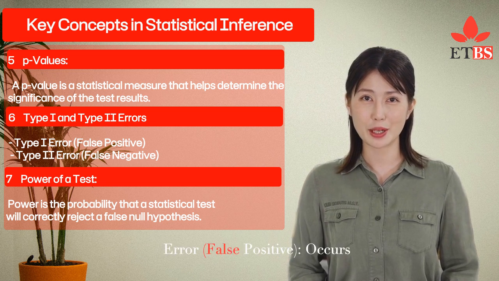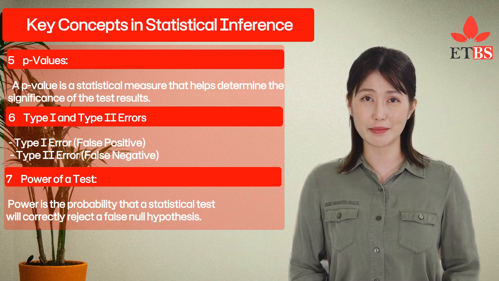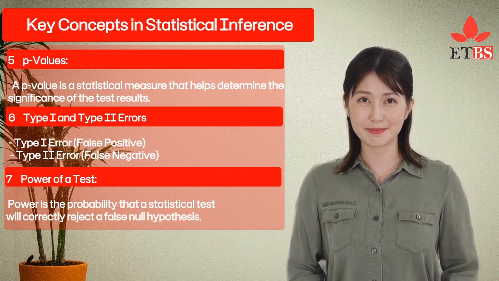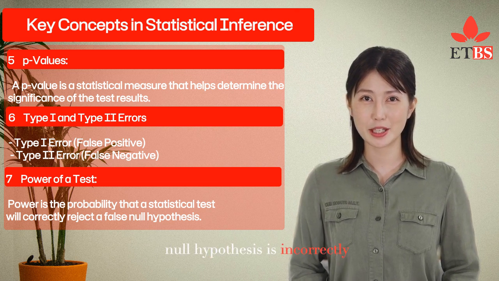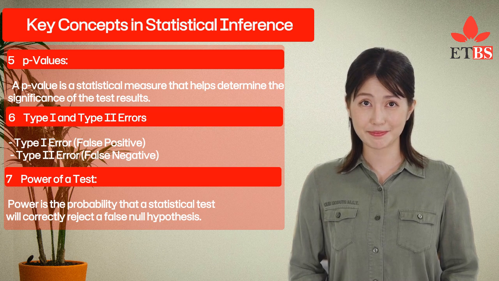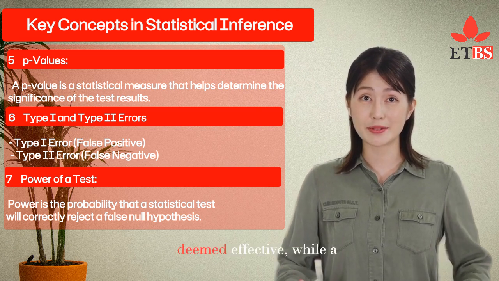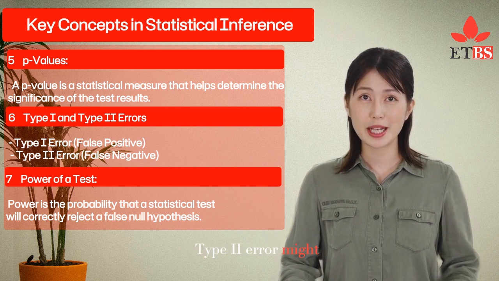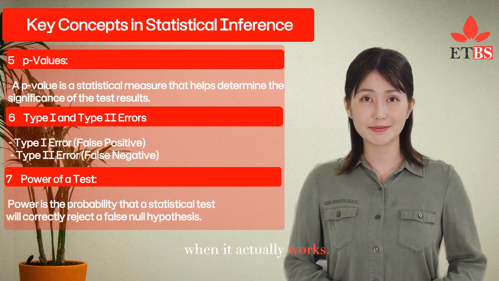Type 1 error, false positive, occurs when the null hypothesis is incorrectly rejected, a false alarm. Type 2 error, false negative, occurs when the null hypothesis is incorrectly accepted, failing to detect an effect. Example: a type 1 error might occur if a drug is falsely deemed effective, while a type 2 error might occur if a drug is incorrectly deemed ineffective when it actually works.